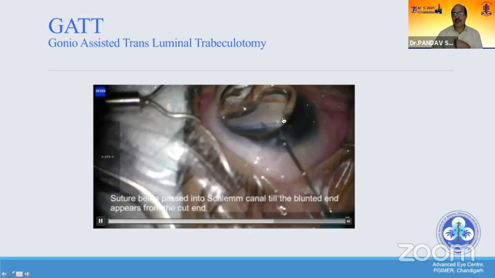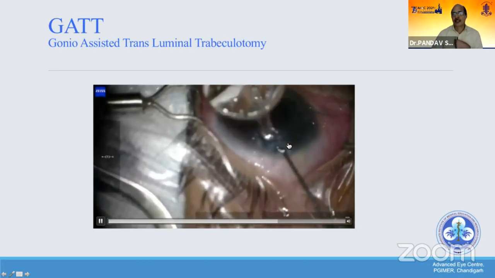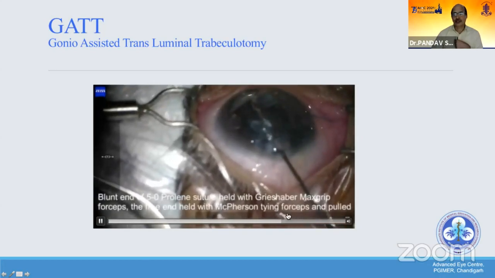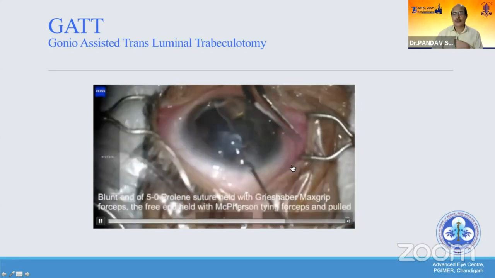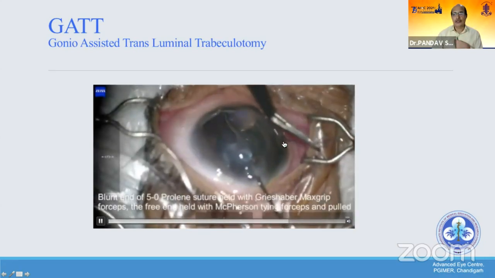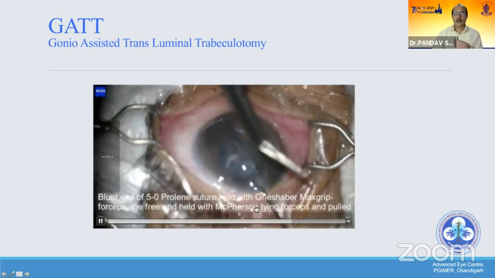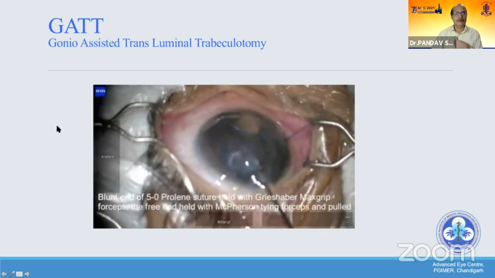And once that happens, we grab it with the forceps, remove the gonioscope, and just pull the thread out. So this is going to rip the trabecular meshwork 360 degrees. So it's like doing a 360 degree goniotomy.